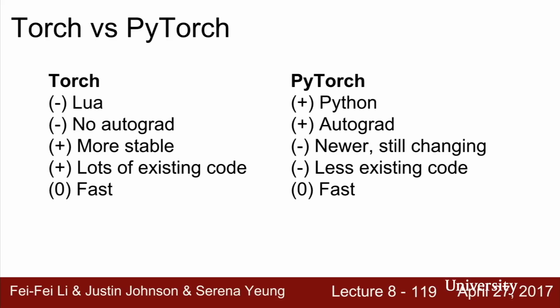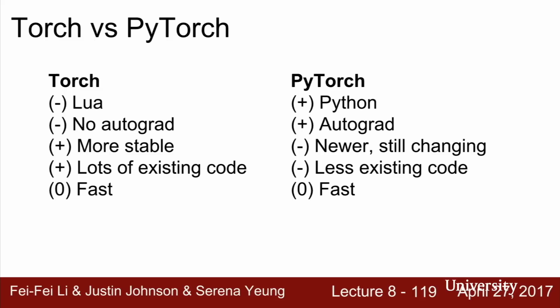Torch doesn't have Autograd. Torch is also older, so it's more stable, less susceptible to bugs. There's maybe more example code for Torch. They're about the same speeds. That's not really a concern. But in PyTorch, it's in Python, which is great. You've got Autograd, which makes it a lot simpler to write complex models.